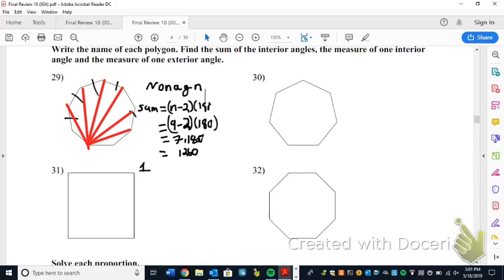For a single angle, we're going to go n minus 2 times 180 over n. Now we already did n minus 2 times 180, so we know that's 1260. We're going to divide that by n, which is 9, and we get 140 degrees. Okay?